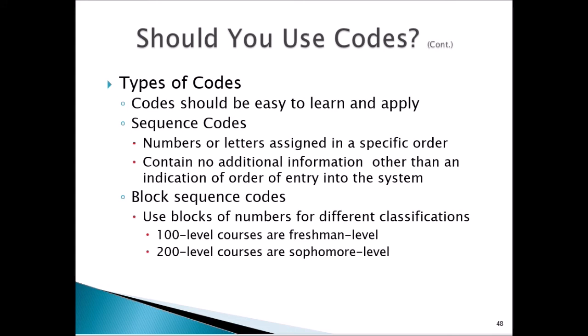So types of codes. Codes should be easy to learn and apply. They might be sequence codes, which are numbers or letters assigned in a specific order. They contain no additional information other than an indication of order of entry into the system. So I can think of an example of a sequence code right now, and that would be your student ID number here at Albertus.